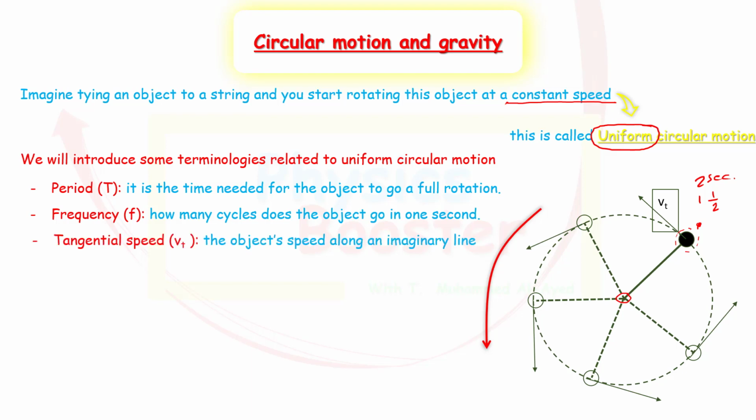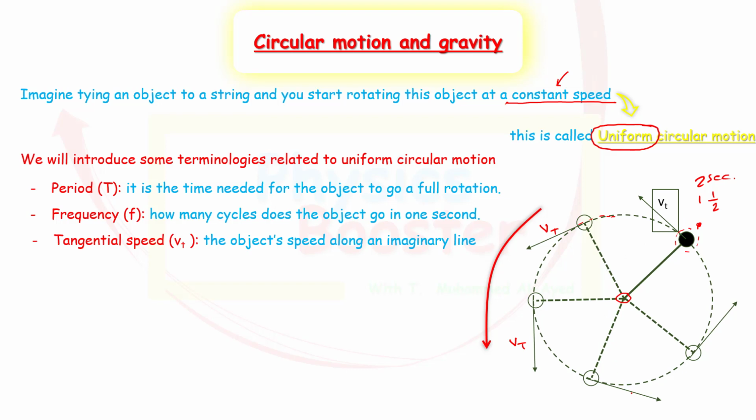Now, the next terminology is tangential speed. What is meant by tangential speed? Well, actually, it's the object's speed along this imaginary line. See this imaginary dashed line right here? The object is going around this path, and what I'm asking here is what is the velocity of this object along this path? As you can see, the direction of the tangential velocity keeps on changing. But we already said that this speed is constant. The tangential speed is constant.